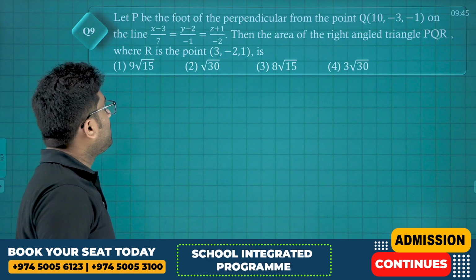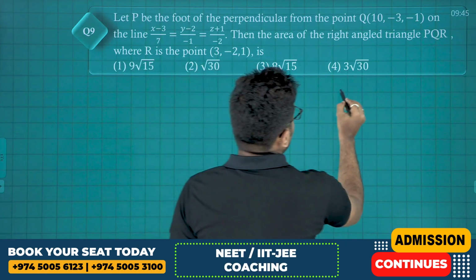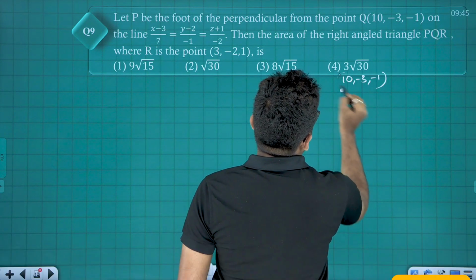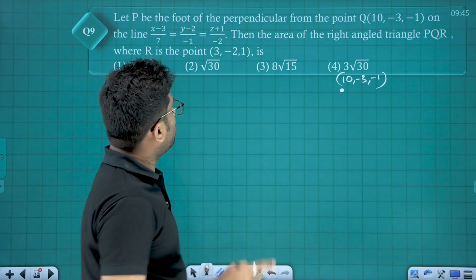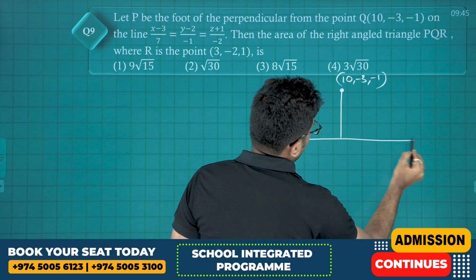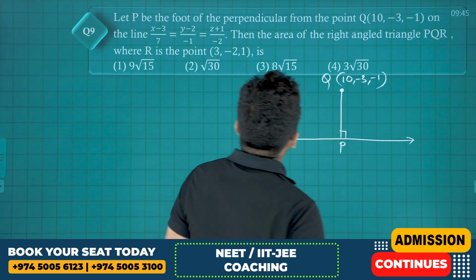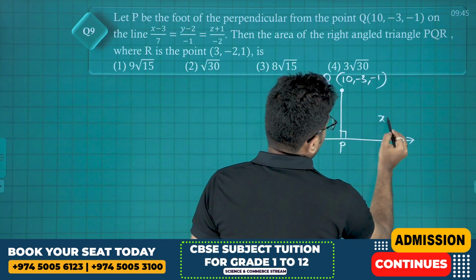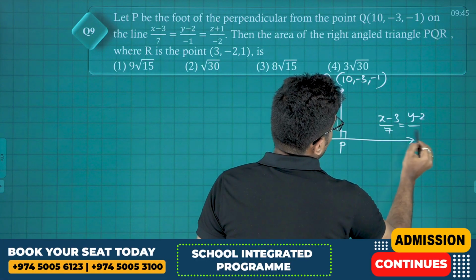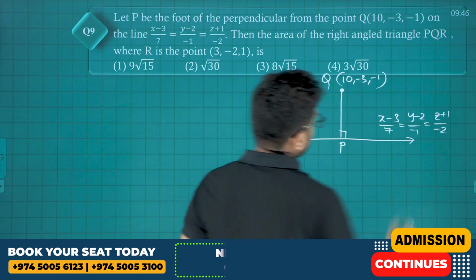Next question. Let P be the foot of the perpendicular drawn from the point (10, minus 3, minus 1). From this point to a line, there is one line. This is our point, and this is Q. The line is (x minus 3) by 7 is equal to (y minus 2) by minus 1 is equal to (z plus 1) by minus 2.